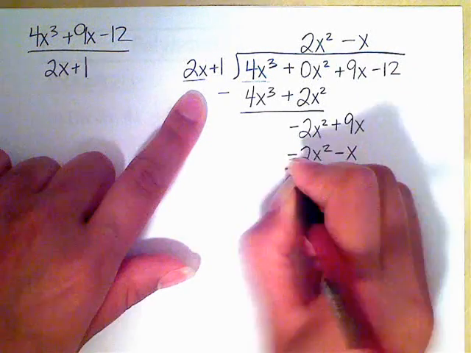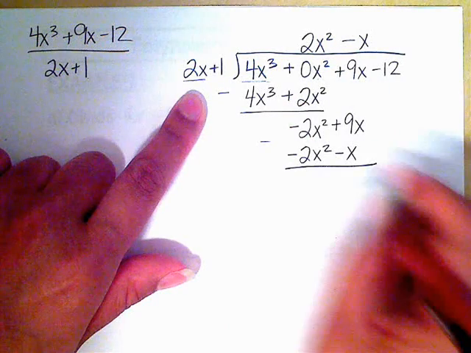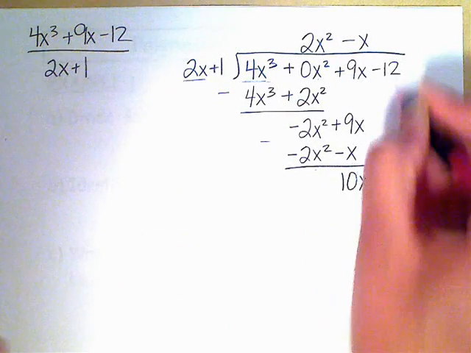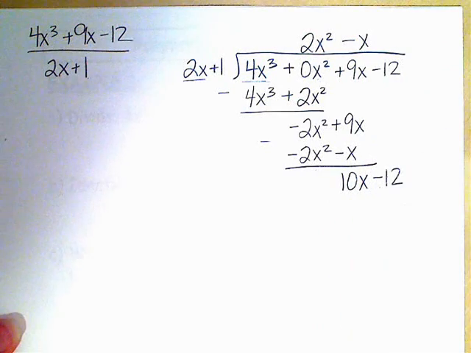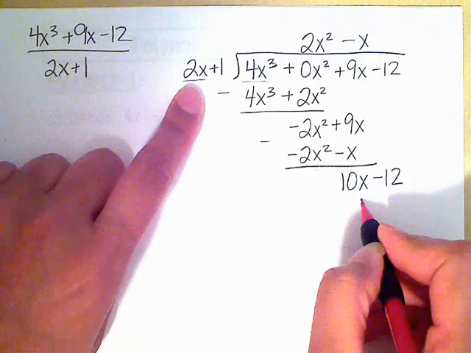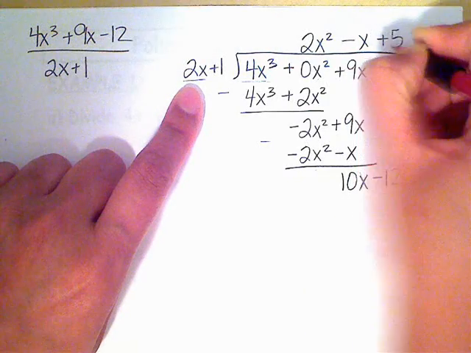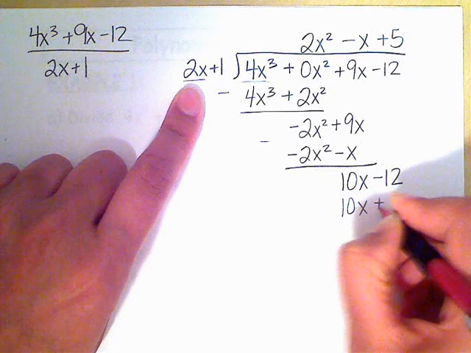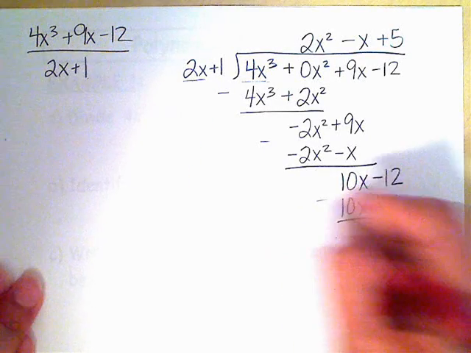And again, if I subtract the two, the first terms will cancel out. Second terms give me 10x. I'm going to bring down my constant term. And again, same thing. 2x multiplied by something has to give me 10x, and that's 5. And so that gives me 10x plus 5, and if I subtract again, I get negative 17.